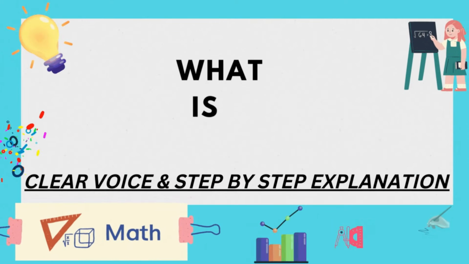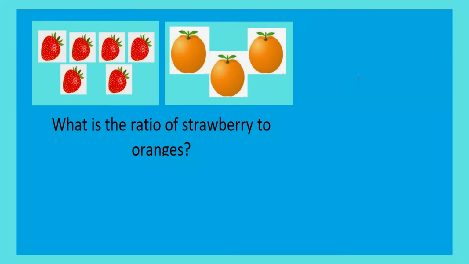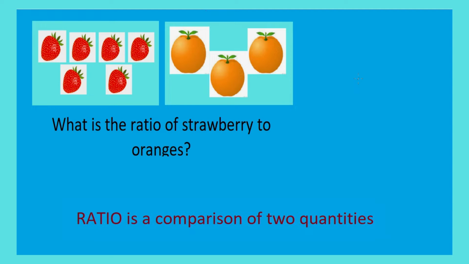Today, we're going to study about ratio. Okay, so let's start with its definition. A ratio is a comparison of two quantities. When you say quantities, it means number. So we are comparing two numbers of different objects.